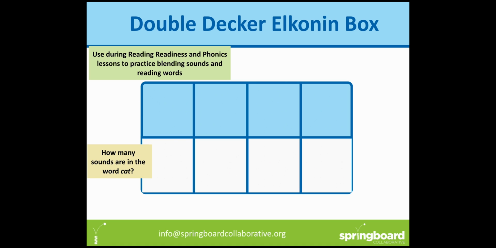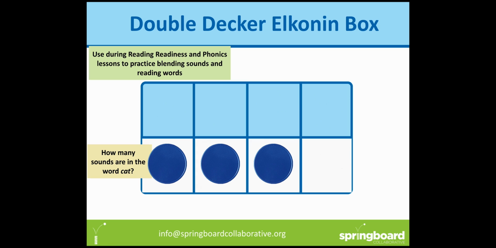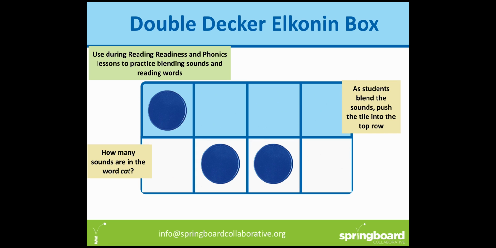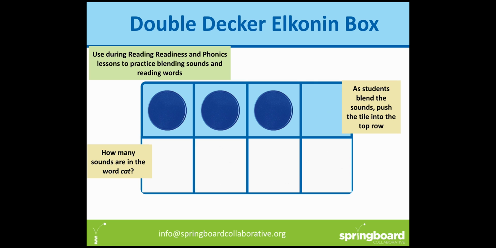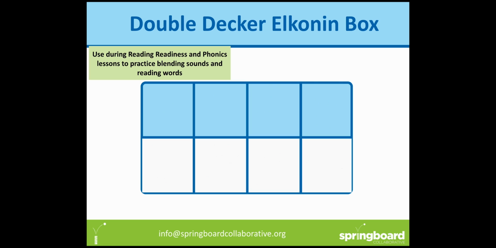How many sounds does the word cat have? K, a, t has 3 sounds, so I'll put 3 tokens in the bottom row. Then as students blend the sounds, they push the tile representing that phoneme into the top row. K, a, t, cat. You could also use alphabet tiles to represent the phonemes. Students can use their finger to help push the sounds up as they decode words.